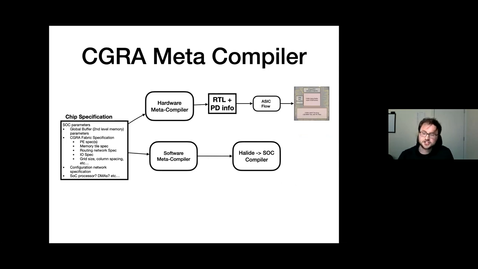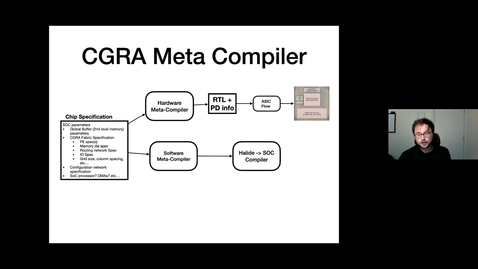So let's plug the CGRA family of accelerators back into our meta-compilation diagrams. On the left, we now have a more constrained space of possible permutations for CGRAs, including the information about the second level memory, like size and address generation logic for the global buffer, and then the whole CGRA fabric specification. So what is in the PEs, what computations can we do, what bit widths can we handle, do we have floating point, et cetera. What is the internal routing configuration within a PE? We have a memory tile specification, a routing network specification, IO, and a whole bunch of other stuff.